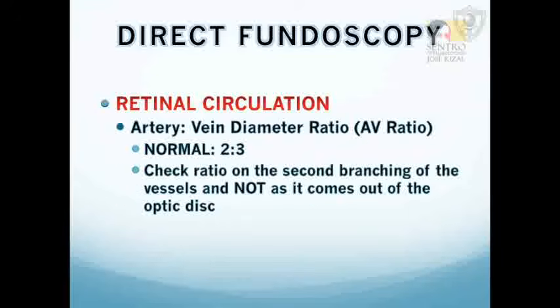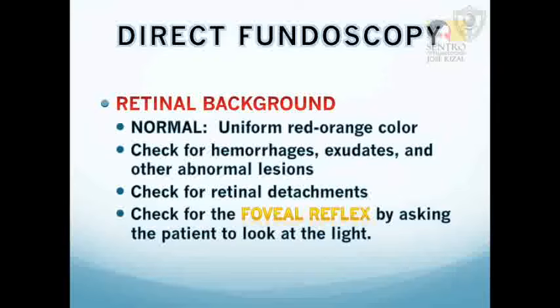Check the retinal circulation and determine the AV ratio. The normal ratio is 2:3. Grade the ratio based on the second branching of the vessels and not as it comes out of the optic disc. The normal retinal background should be uniform red-orange in color.